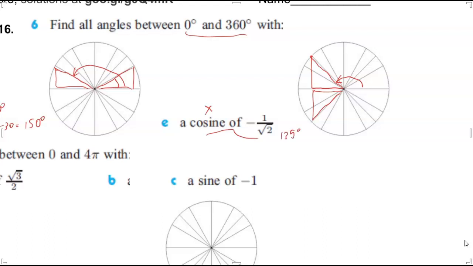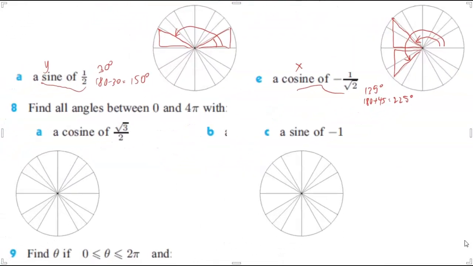degrees, right? And then this one would be 180 plus 45 degrees, which would be 225 degrees. So those would be the two angles that have a cosine of -1 over square root of 2. They have x-coordinates that are -1 over square root of 2.